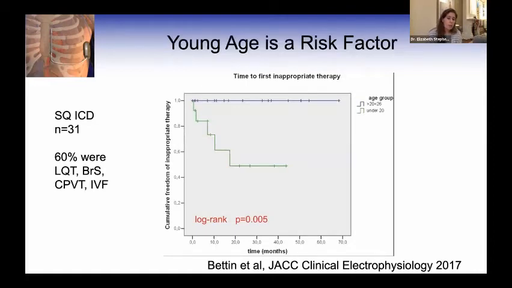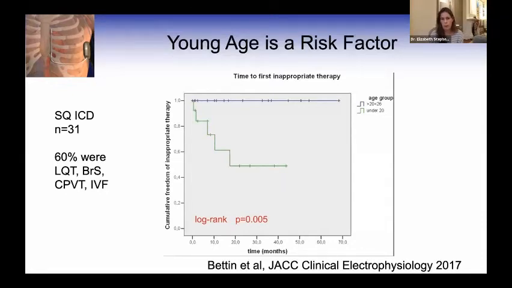Similarly, in the same year, Bettine et al. looked at their sub-Q ICDs, and this is a nice paper for young people. They compared transvenous and sub-Q in an age-matched fashion. This graph is just looking at their sub-Q population, and what they found was that in these 31 patients, the inappropriate shocks were much, much more frequent in the younger patients.